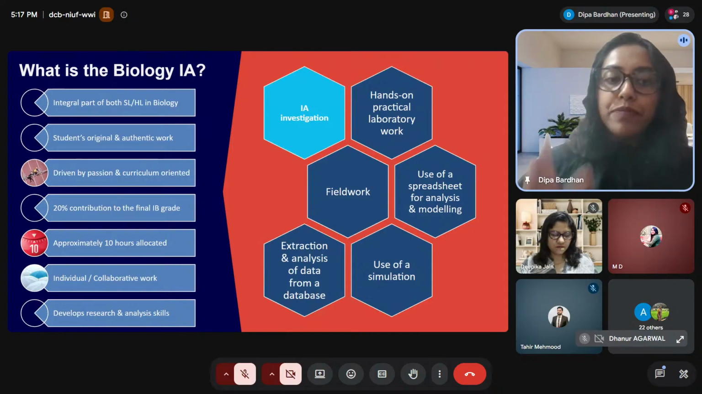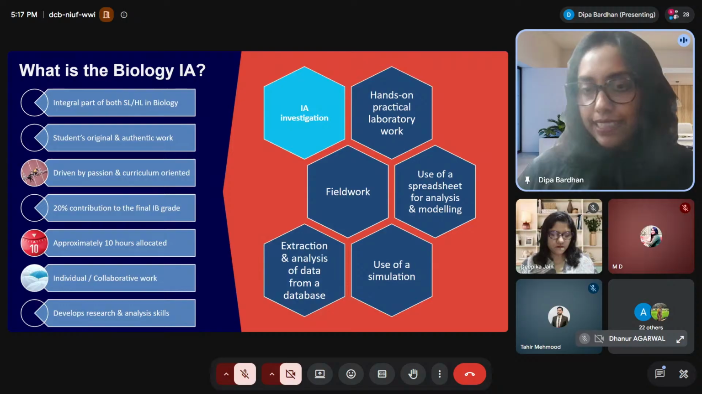Develops research and analysis skills. Yes, it's also because IB is a holistic education. So it not only focuses on conceptual knowledge, content knowledge, but also the development of skills. So it's a right inclusion for the IB curriculum.